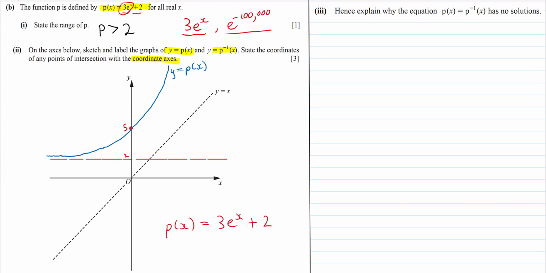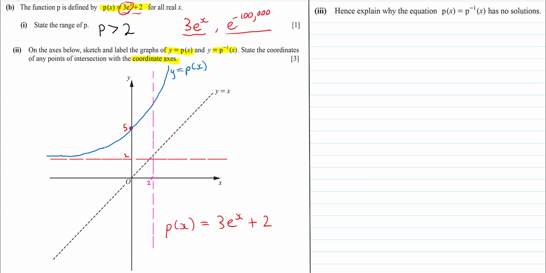Now y equals p inverse of x is just going to be a reflection of y equals p of x in the line y equals x. For y equals p of x, we had a horizontal asymptote at y equals 2, and that means for y equals p inverse of x, we're going to have a vertical asymptote at x equals 2, so we'll draw that in. There's our vertical asymptote drawn in the magenta color.